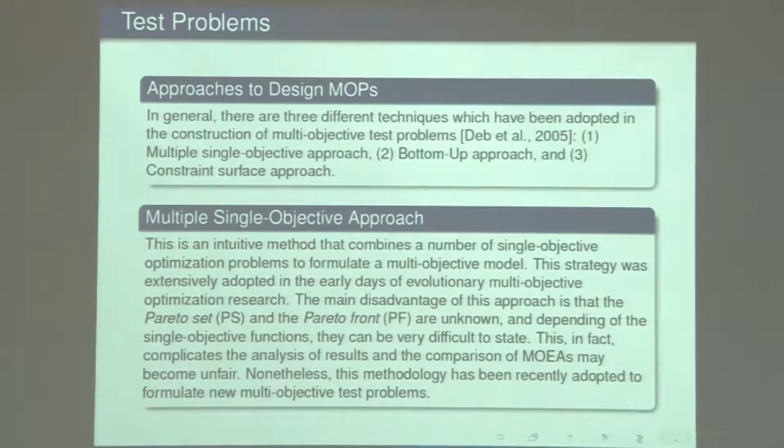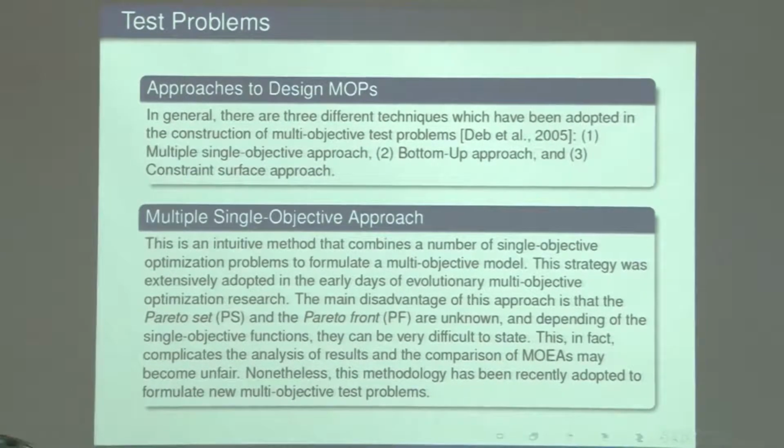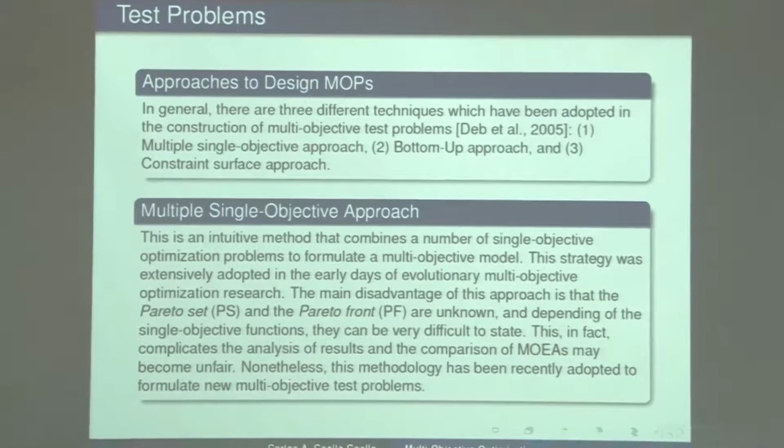Okay. Summarizing, in general, there are 3 different techniques that have been adopted for constructing multi-objective test problems. We have the so-called multiple single objective approach, the bottom-up approach, and the constraint surface approach. So I will explain very briefly the difference between these 3 approaches. So first, the multiple single objective.